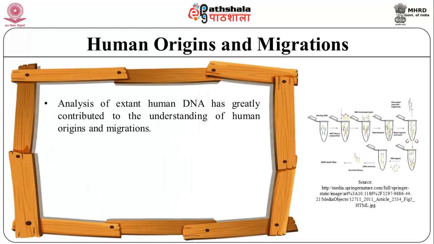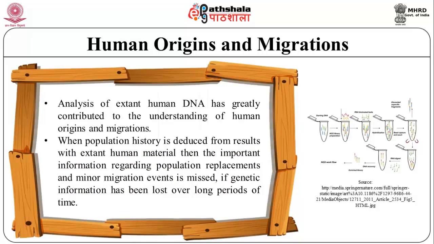Analysis of extant human DNA has greatly contributed to the understanding of human origin and migrations. However, an obvious problem when population history is deduced from results with extant human material is that important information regarding population replacements and minor migration events is missed if genetic information has been lost over long periods of time.